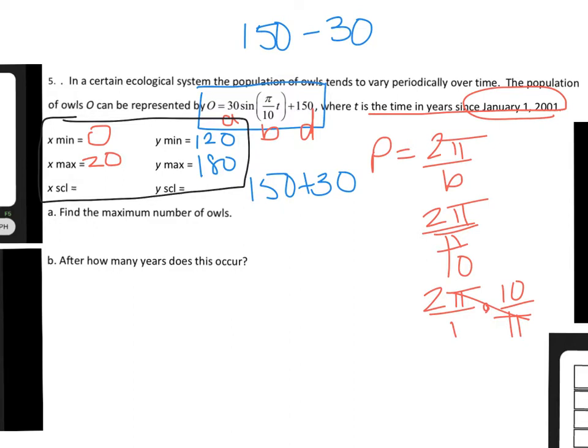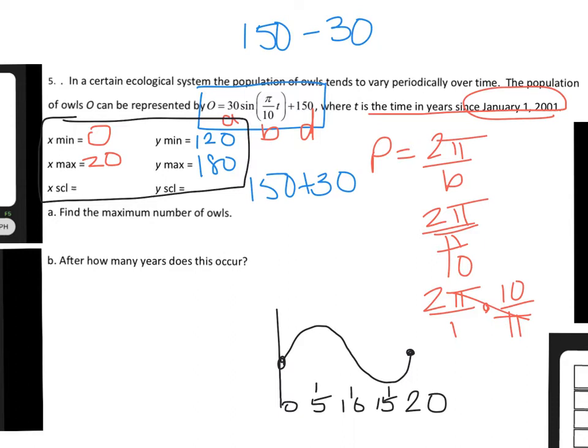So if I was to create a sketch, I know that I have a sine curve. Sine curve looks like this. I know that it's going from 0 to 20 because that is my x min and x max because of my period. Halfway will be 10, half of that will be 5, and half of that will be 15. This is how you could probably scale the x.